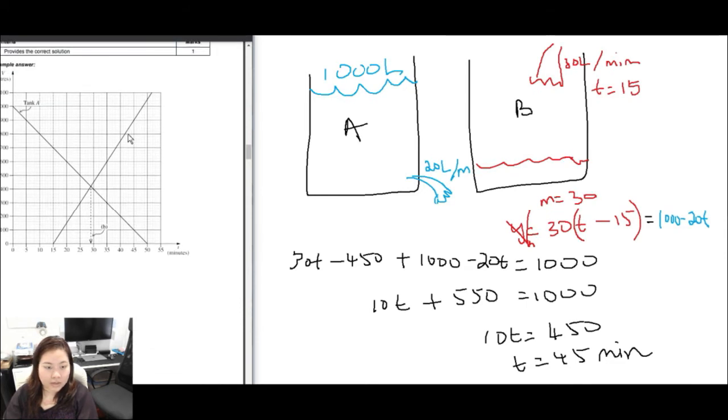So I can do it here for you. Okay, so 45. So this is at 100 liters and that's at 900 liters. So that together is 1,000 liters at 45 minutes.